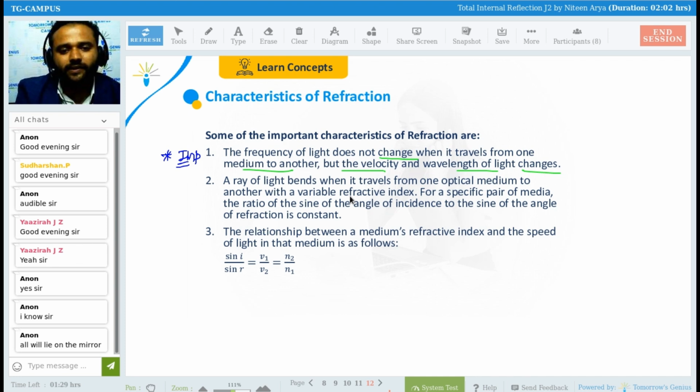The second one: a ray of light bends when it travels from one optical medium to another with a different refractive index. For a specific pair of media, the ratio of the sine of the angle of incidence to the sine of the angle of refraction is constant. That is, for a pair of media, n is going to be constant, mu is going to be constant. The relationship between the medium's refractive index and the speed of light is as follows.